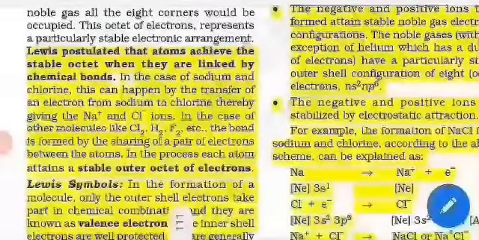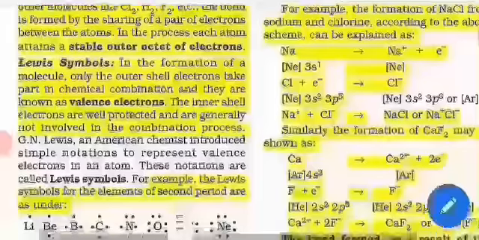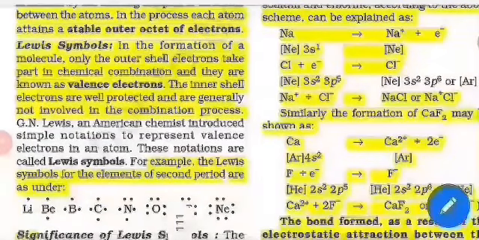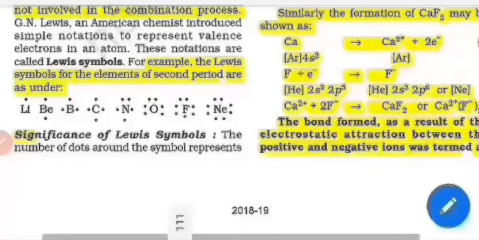According to Lewis, atoms achieve the stable octet when they are linked by chemical bonds. To attain stable configuration or to complete octet, atoms combine with each other. These atoms combine either by gaining and losing of electron or by sharing of electron. And in this way, atoms complete their octet, that is, the number of electrons in their outermost shell becomes 8. The number of electrons in the outermost shell is also called valence electrons.